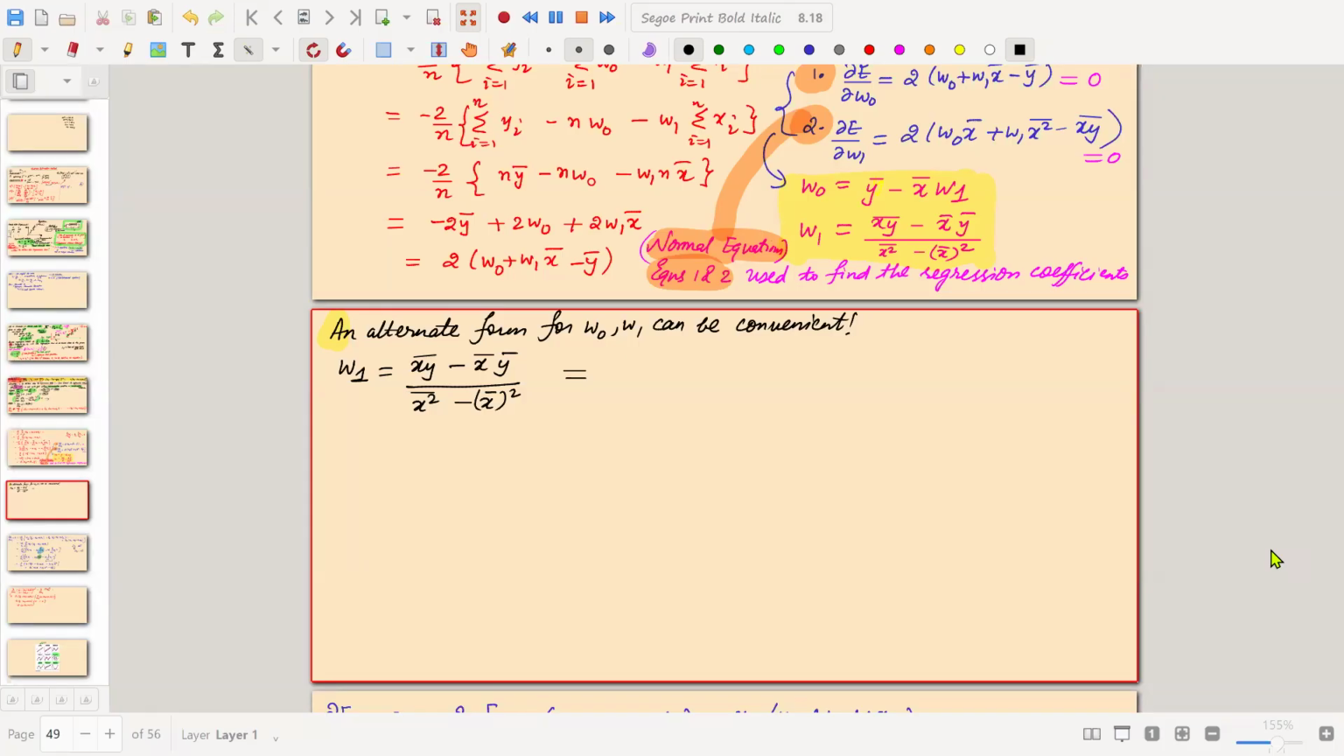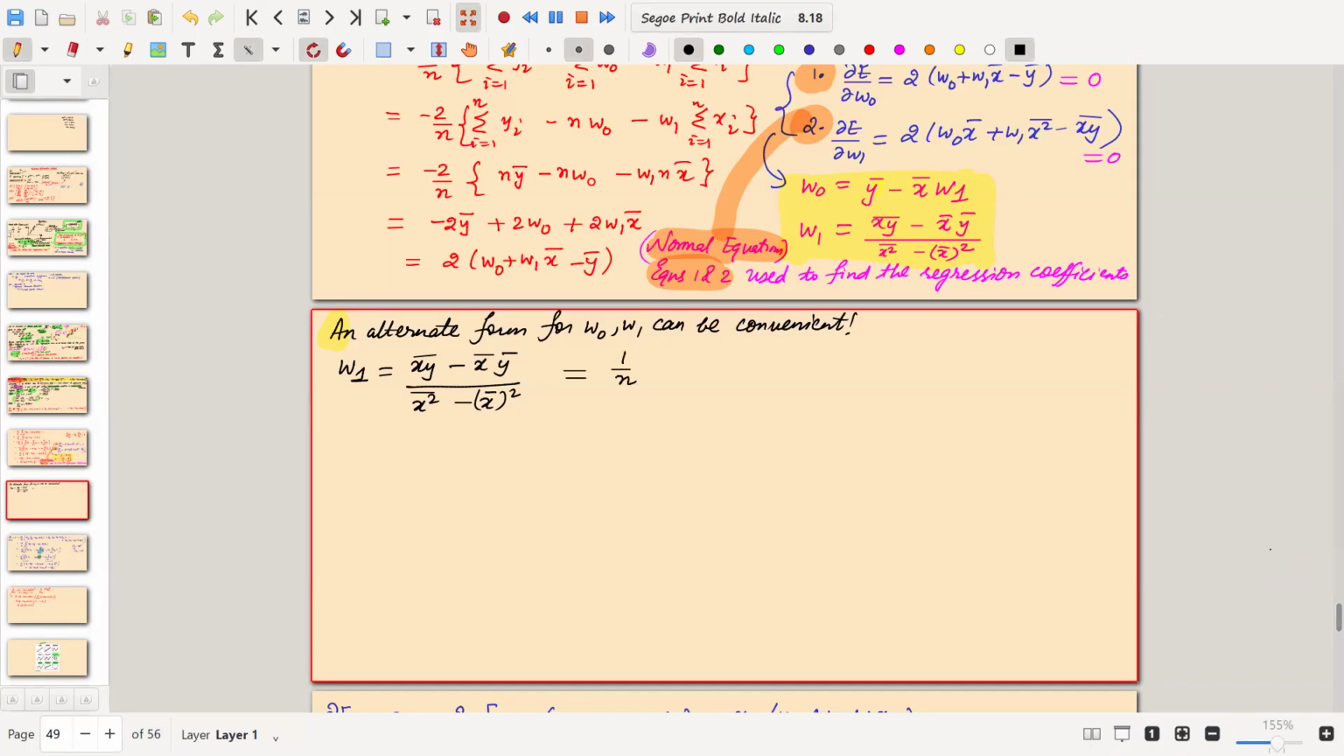Okay. So W1, we have this formula, no? xy whole bar minus x bar y bar divided by x square bar minus x bar whole square, right? So my question is, can we make it even nicer? This is okay, but it might be very hard to implement. Rather than this, can we have some expression which is more comfortable to evaluate? Can we expand this?